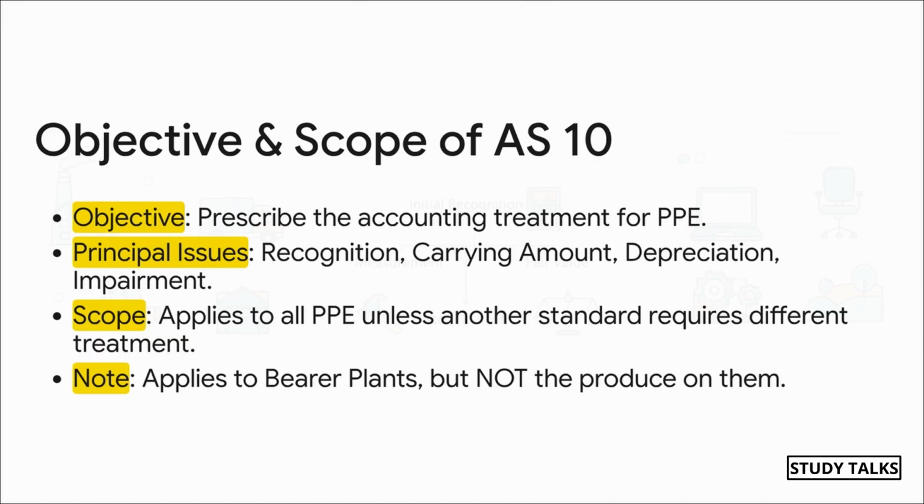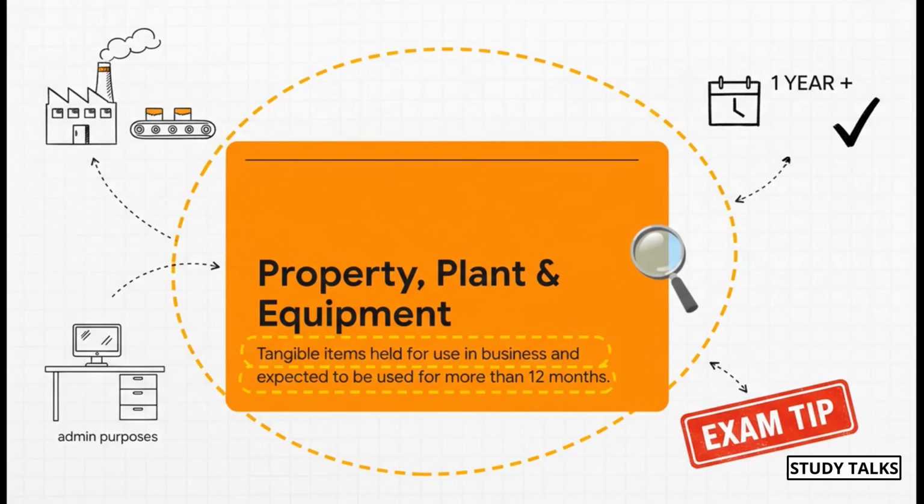And here's a super important note for exams. AS-10 applies to bare plants, but not to the fruit or produce actually growing on them. That's a key distinction. So what exactly is PPE? It's actually pretty simple. It has to be a tangible item, something you can touch, and it has to meet 2 simple checkpoints. First, you're holding it to use in your business, not to sell. And second, you expect to use it for more than 1 year. You have to tick both boxes.